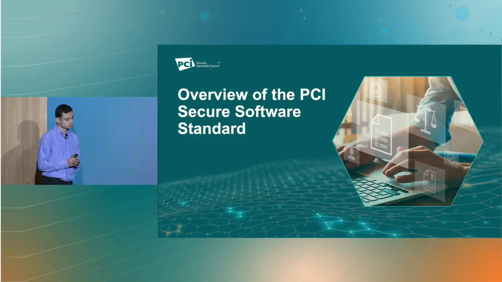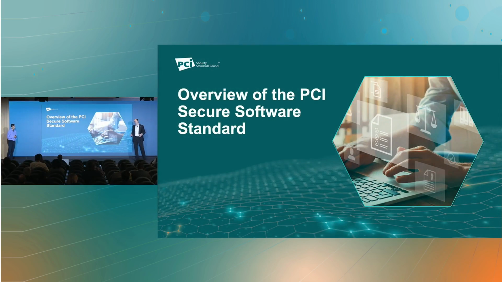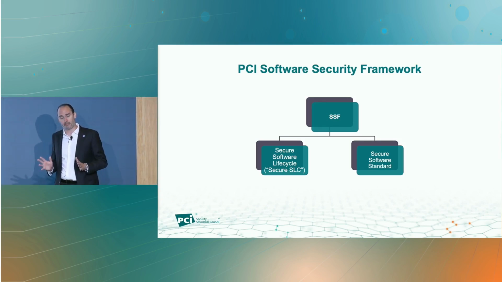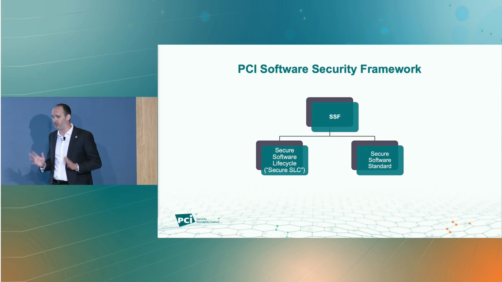So let's start with a brief overview of the PCI Secure Software Standard. The PCI Software Security Framework consists of two standards, actually two independent programs, each of which contains one standard, also independent, and independent validation processes.